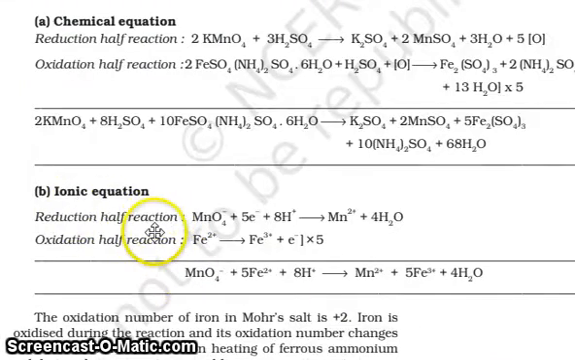Ionic equations. Reduction half reaction: MnO4 minus plus 5 electrons plus 8H plus gives Mn2 plus and 4H2O. Oxidation half reaction: Fe2 plus gives Fe3 plus plus electron. And then you have to write the overall ionic equation: MnO4 minus plus 5 Fe2 plus plus 8H plus gives Mn2 plus plus 5 Fe3 plus and 4H2O.